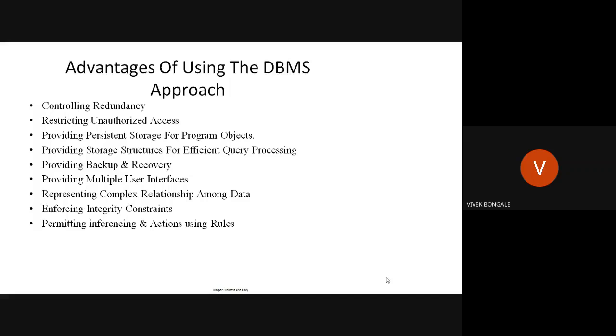Second one is restricting unauthorized access. For example, if you have a whole college database, all the employees who are working in this college don't have the same privilege to use the database. The database administrator is going to give the privileges. A few persons will have only read access, so they can only view the data in the database. Some persons can edit or modify the data in the database. Those permissions will be given by the database administrator.